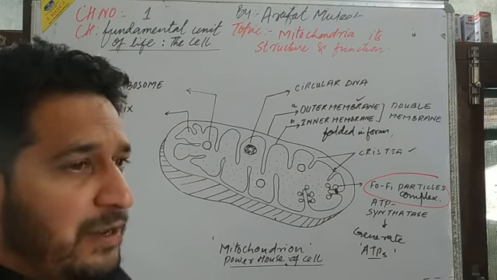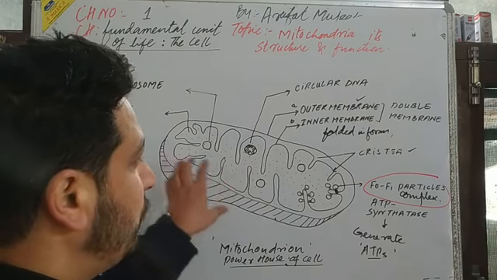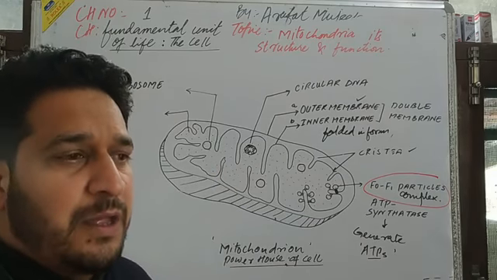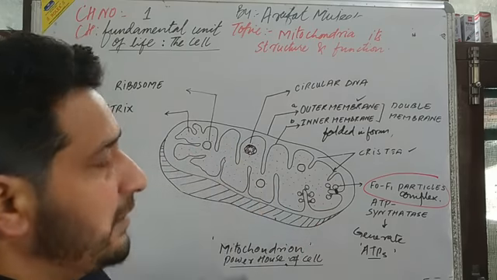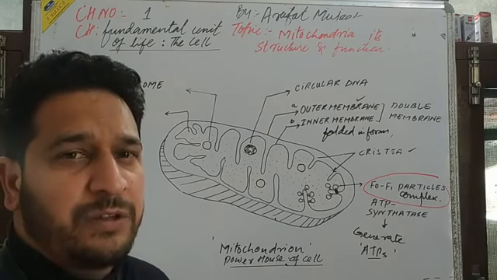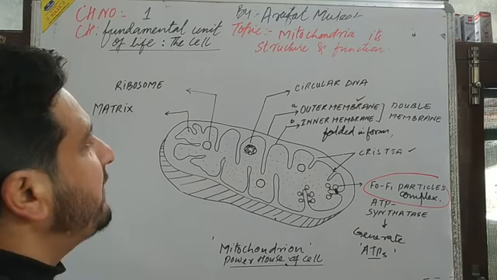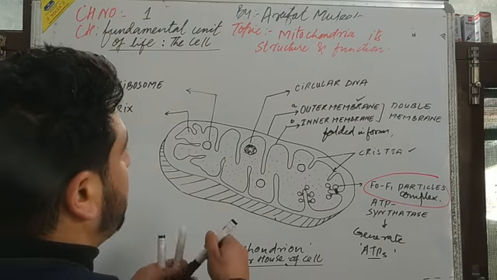I told you that aerobic respiration takes place in the matrix of the mitochondria. Various chemical reactions take place within the mitochondrion, so there should be a number of proteins. Those proteins act as enzymes. They are meant for that, which is why it has circular DNA.